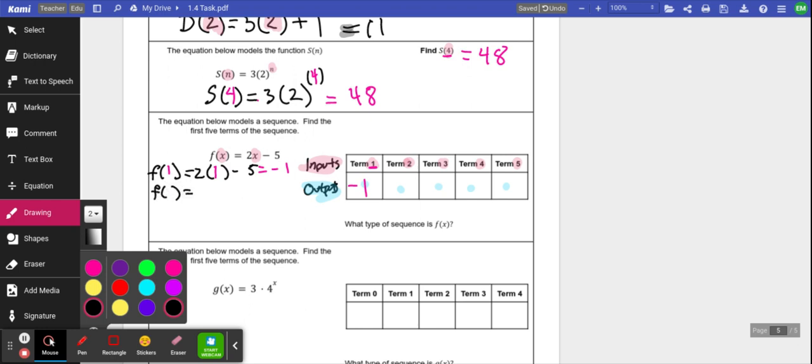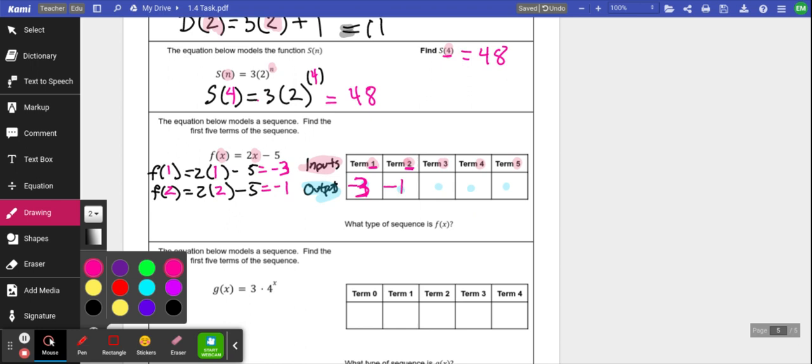And then I'm going to do the next one. F of blank equals 2 times blank minus 5. And my next input is a 2. So f of 2 equals 2 times 2 minus 5. That's going to give me a negative 1. Oops, this should have been a negative 3. I apologize.